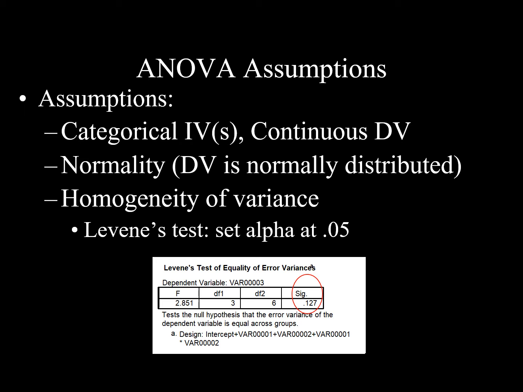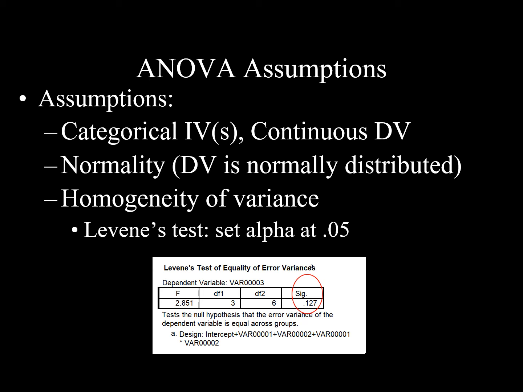We talked with ANOVA, the assumptions are again that we have a categorical IV or IVs and a single continuous DV. That continuous DV is normally distributed, and that normal distribution is not greatly affected by breaking that DV up into the various groups that we're comparing. And the way we check for that is with homogeneity of variance. And again, homo means same. Homogeneity is basically referring to whether the variance is the same in all of your conditions. And the way we test for that is Levene's test.